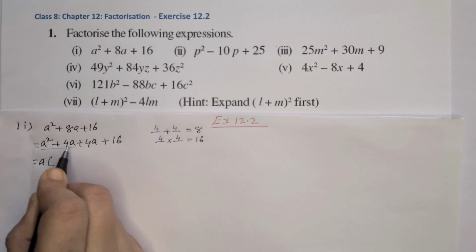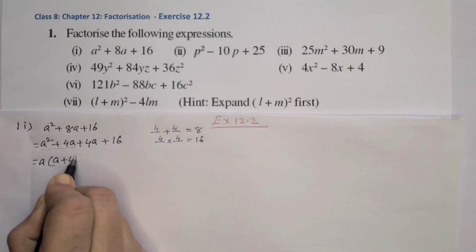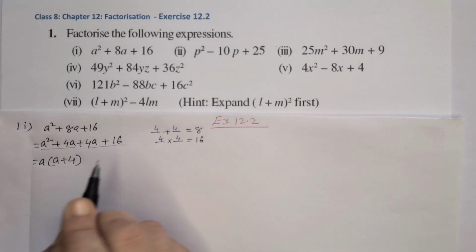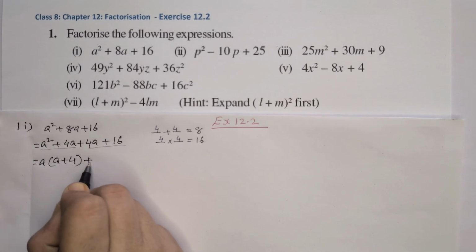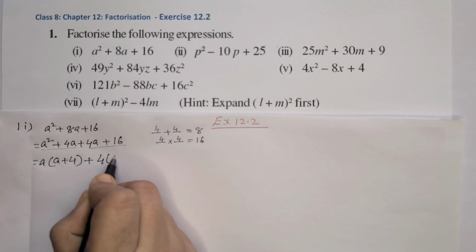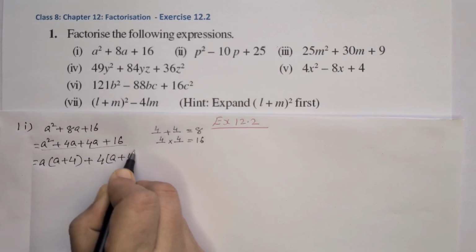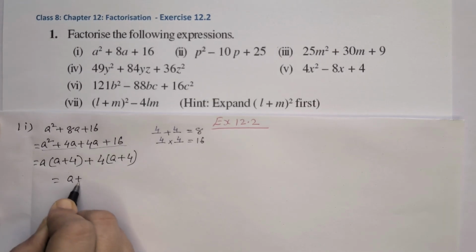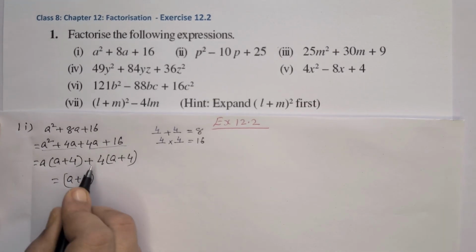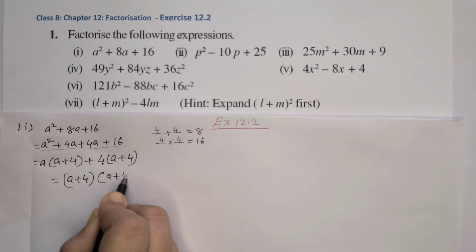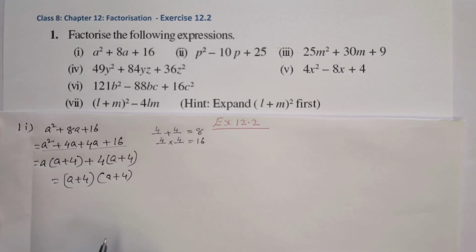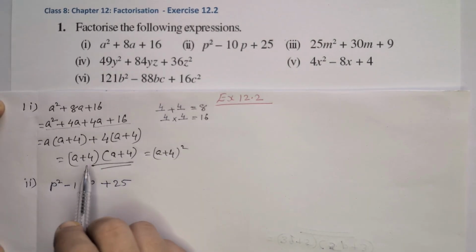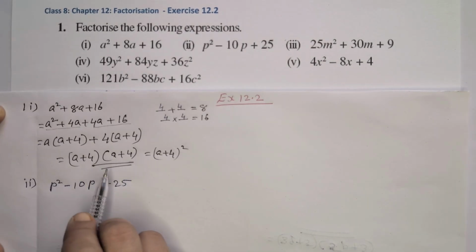And we will get a plus 4. From this group we can take 4 as common, and remaining a, and here also 4. So this bracket is coming as common: a plus 4, then remaining a plus 4. So we are getting a plus 4 into a plus 4. This we can write as a plus 4 the whole square also.